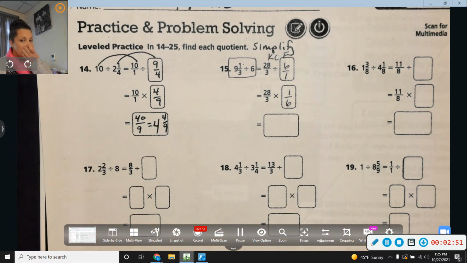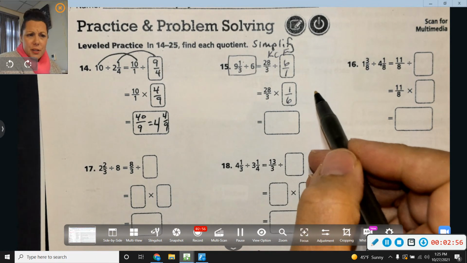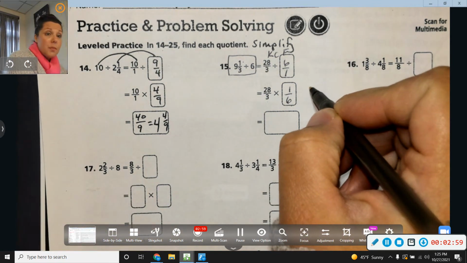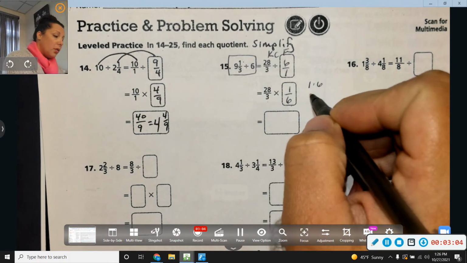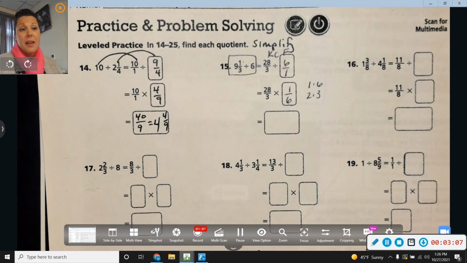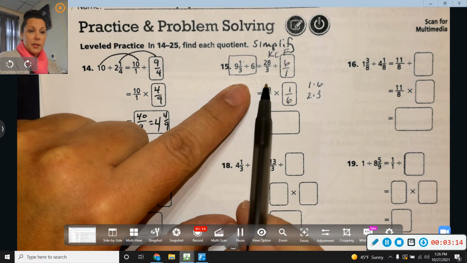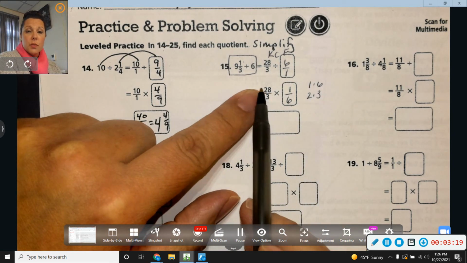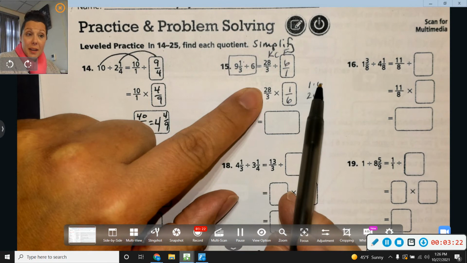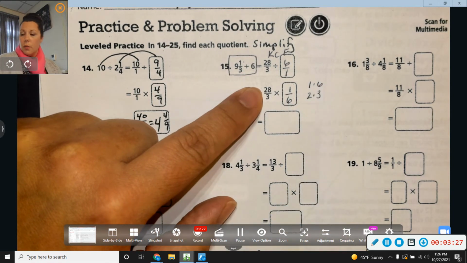So 28 and 6. So I need to think, I'm going to write over here on this side, what are the factors of 6? Well, what times what is 6? I know that 1 times 6 is 6. I know that 2 times 3 is 6. And that's all that can make 6. I need to see if any of those factors can be divided out of 28. So I need to see what I can use of these. So I'm just going to check with the biggest one, because we always want to divide out the biggest number first. So let's check with the biggest one.